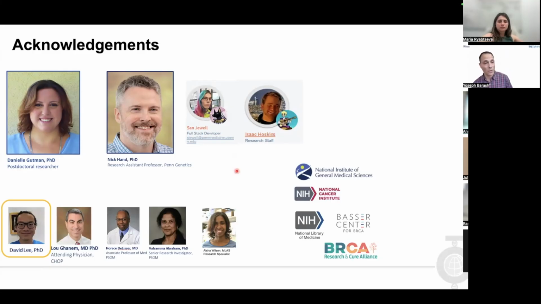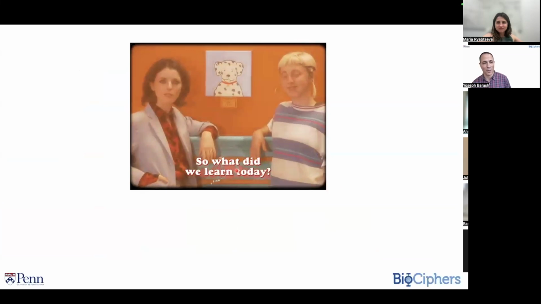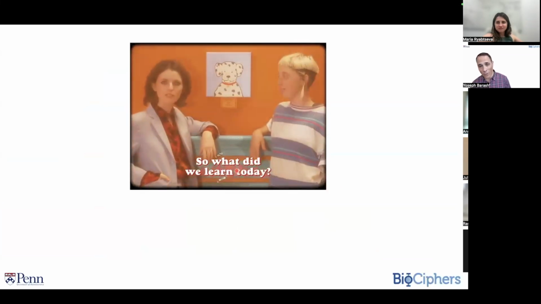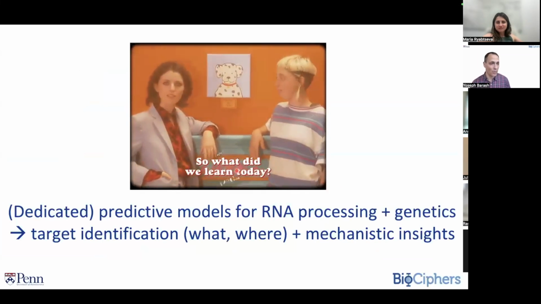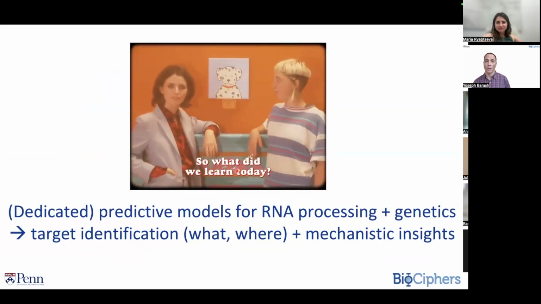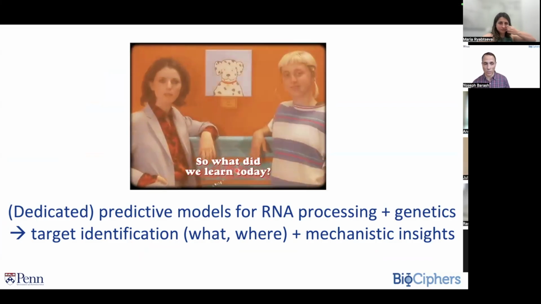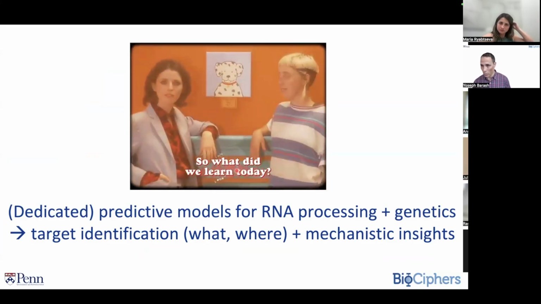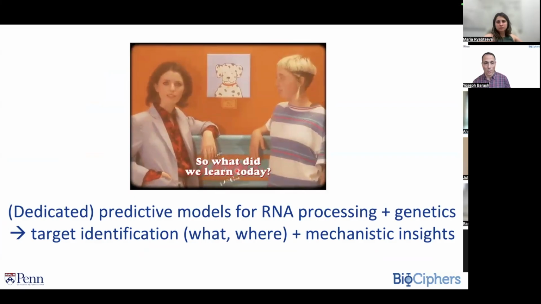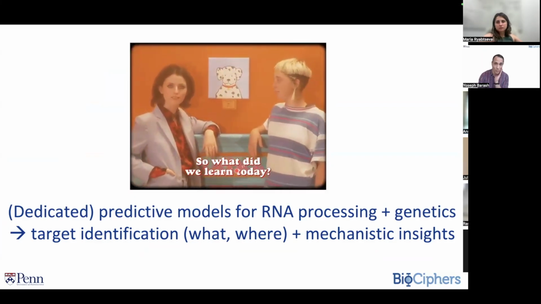So I'll summarize this part and connect it to the previous part with this slide, trying to explain, what did we learn today? And I would argue that what we learned is that dedicated predictive models for RNA processing combined with genetics can really give you a push towards target identification, the what and the where, which is what we went after, plus mechanistic insights, right? Especially if you pay attention to what the model is telling you.